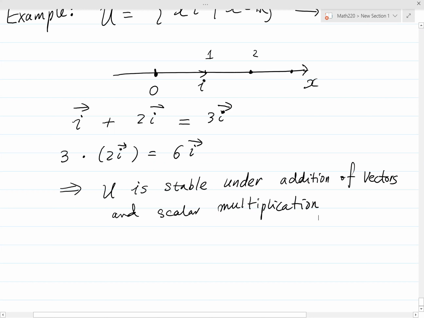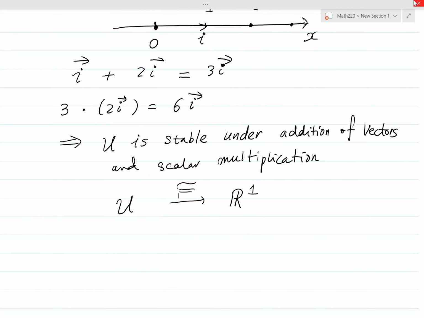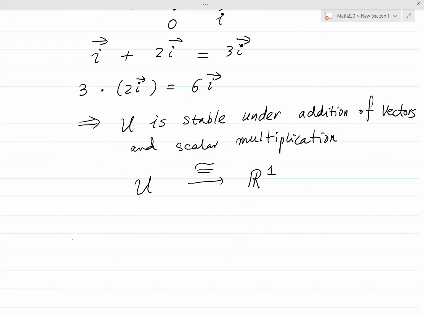Now this is the one-dimensional line. This is called R1, the space R1. So its structure is R1, and we use the notation equal: vector space equal to R1. Now if we have a two-dimensional space, another space V, this is, for instance, xi plus yj.